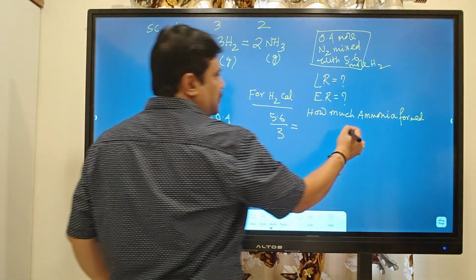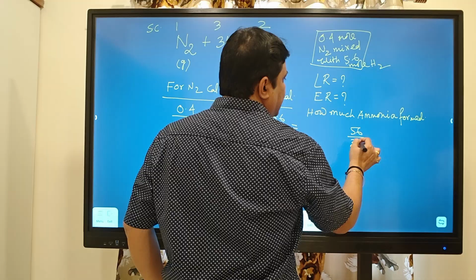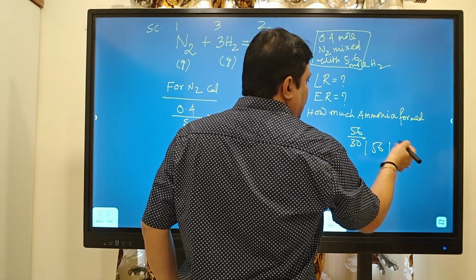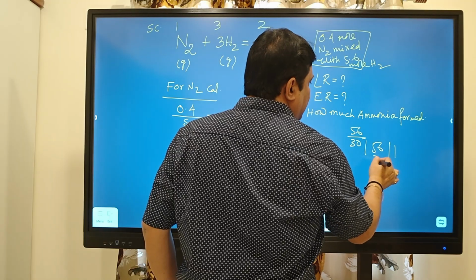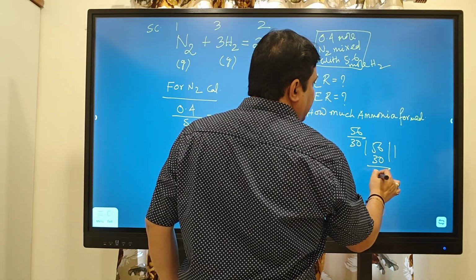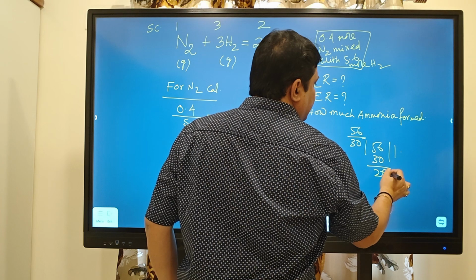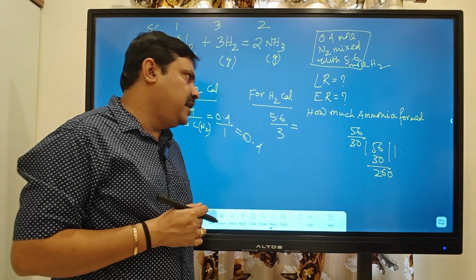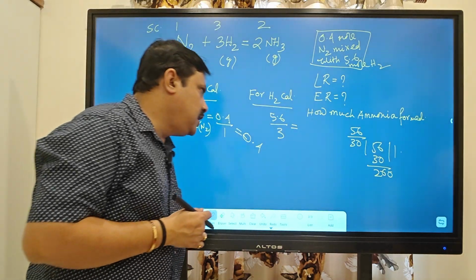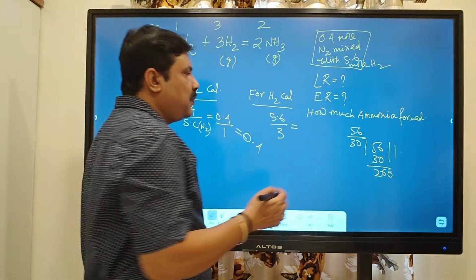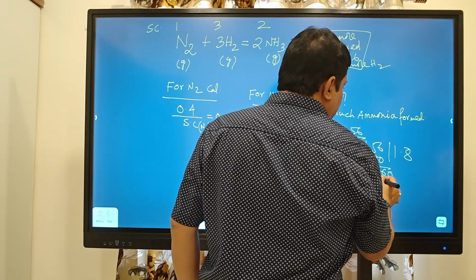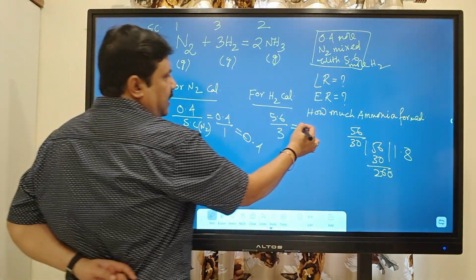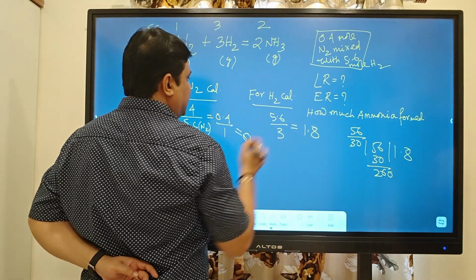You can do, if you wish, 56 by 30, because if you take the decimal point here it will be like this. Then 3 ones are 3, 3 twos are 6, so that's why 31 is 30. Then immediately you will get 26. Then, now you look at 260. 260 means 8 into 30 is 240, 9 into 30 is 270, so obviously 8. Then immediately you will get 1.8 something. So roughly if you take it, it will be nothing but 1.8.